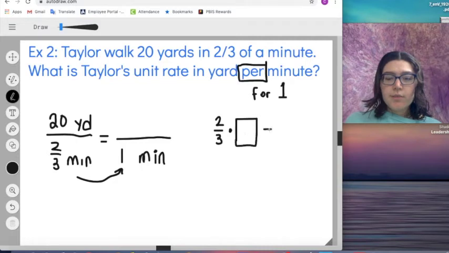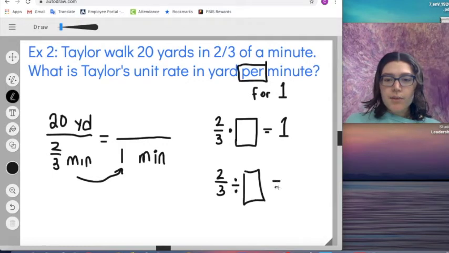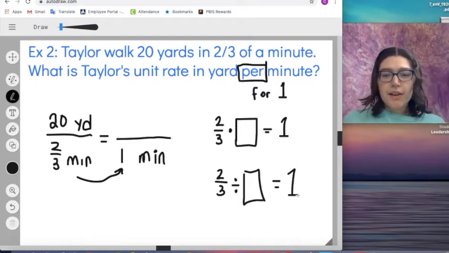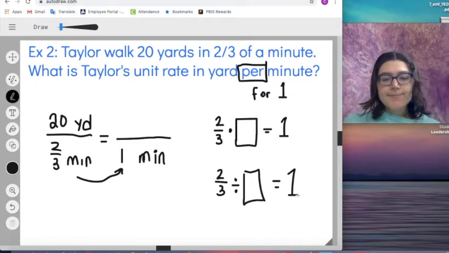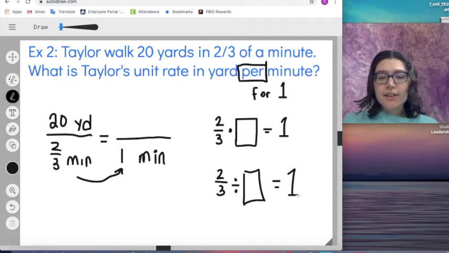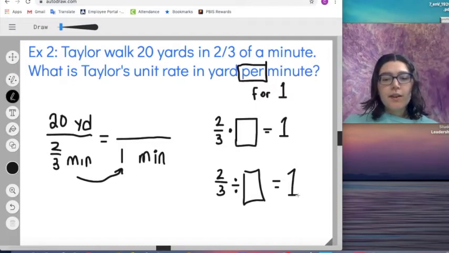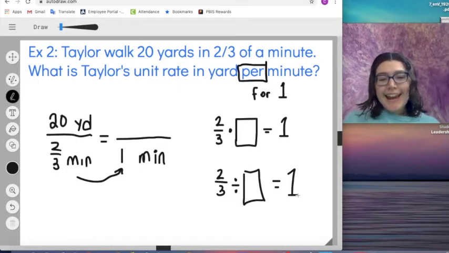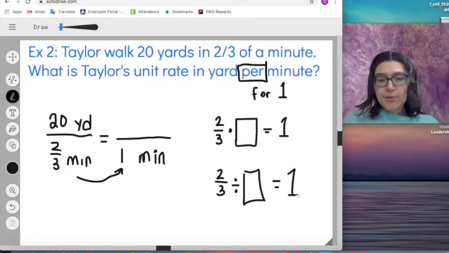2/3 times what number is going to equal 1? Or we could do 2/3 divided by what number is going to give me 1. Ultimately we're doing the same thing either way, which we're going to look at. Let's start with division because I think that's a little easier. So we think about 2/3 divided by what gives me 1. We know that any number divided by itself equals 1.